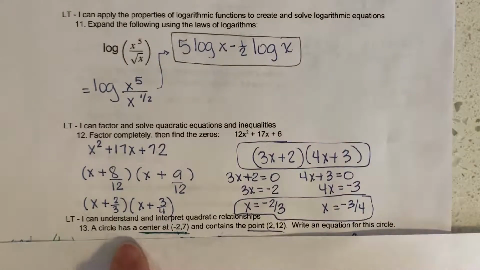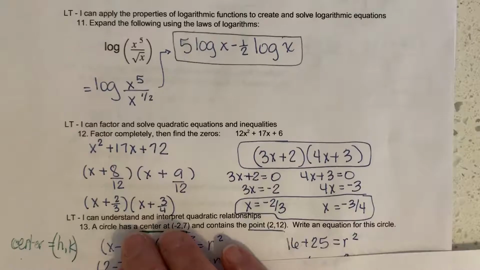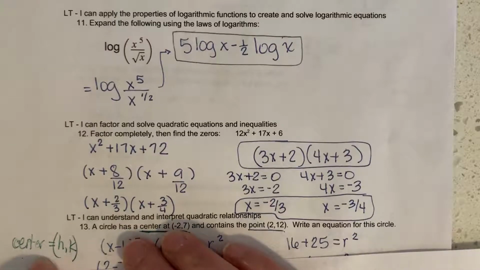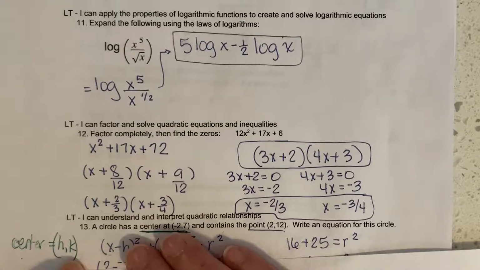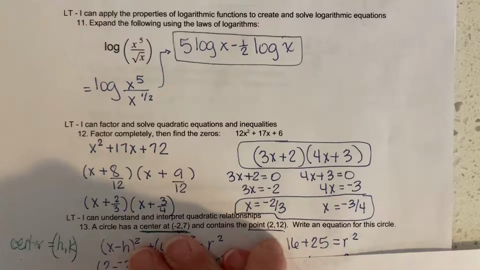All right, so a circle has a center of negative 2, 7. It's important to note that that is the center. And we also know that the center is (h, k). That's important. It contains the point 2, 12.